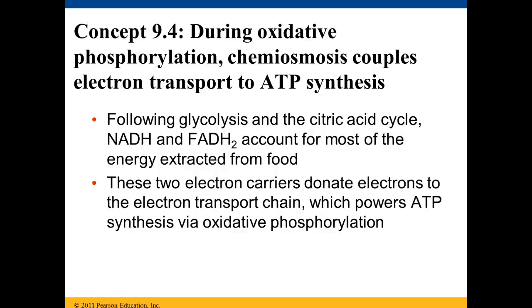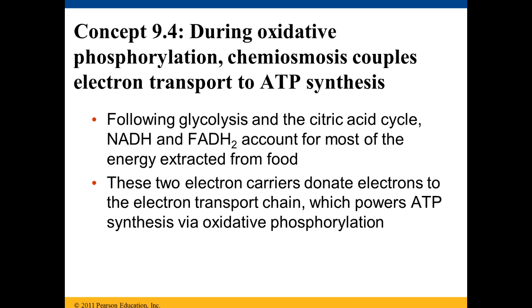Okay, here we go. We've got oxidative phosphorylation and chemiosmosis, which is the electron transport chain, kind of all in one. Remember, we have 10 NADH and 2 FADH2s, accounting for most of the energy extracted from your food items. Of course, we'll talk later, in the last two sections, about how you can take lipids and proteins and do the same thing.